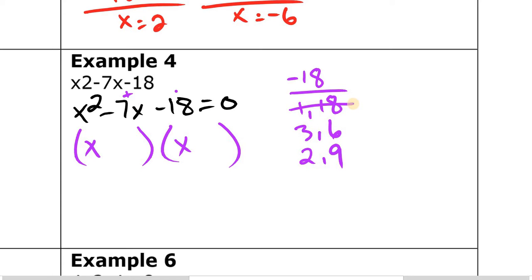That's got a difference of 17. That's got a difference of 3, so it's got to be 2 and 9. Which one has to be negative so that when we add it, it's a negative 7? Hopefully you thought that the 9 should be negative.